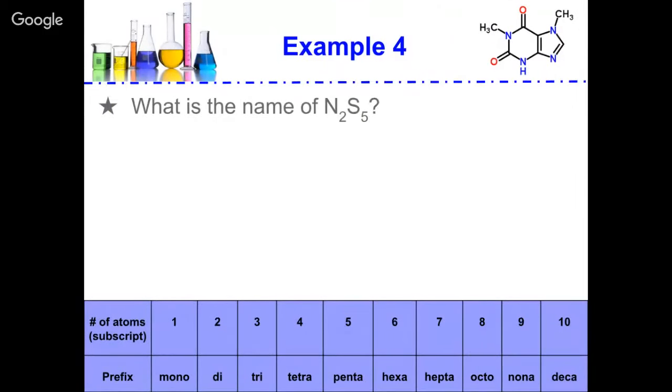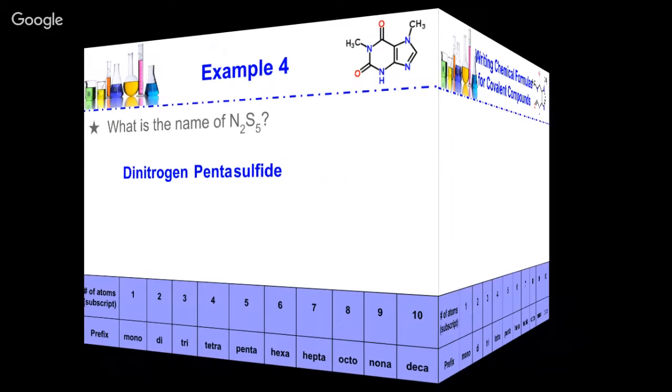All right, so what about N2S5? Well, we have 2 nitrogen, so that's dinitrogen. And then we have 5 sulfur, so that's pentasulfide. It's not too bad. It's a lot different than ionic, but it'll be okay. We're going to do lots of practice.